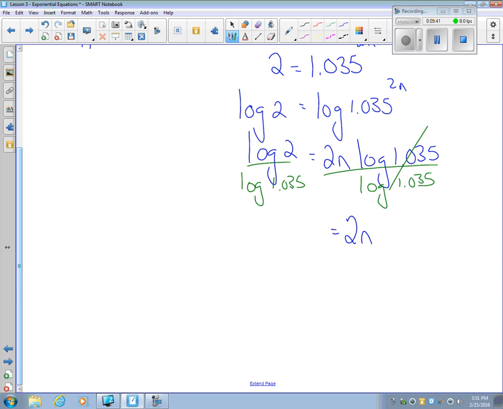Take out my calculator, I punch that in there, and I get 20.15. And if I wonder what n is, again I have to do a little division, divided by 2, and n would be 10.075 years. Okay, and that's how we can solve some simple problems with exponential functions. I'm going to stop there for page 1, and then we'll do page 2 in just a second.